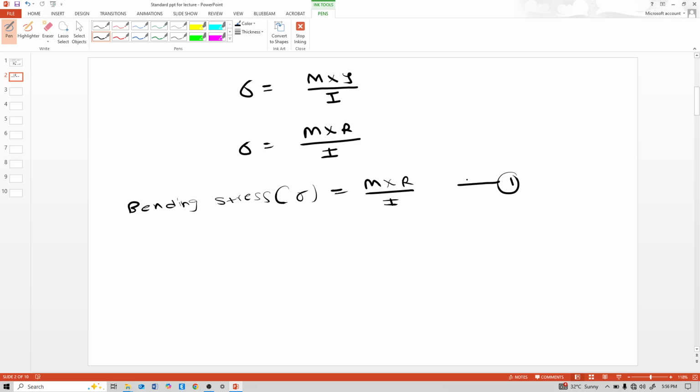Now we had also seen the twisting formula or torsional formula in our chapter 3, Torsion. So that formula is T by J is equal to G theta by L is equal to tau by R. The torsional formula is T by J is equal to G theta by L is equal to tau by R.